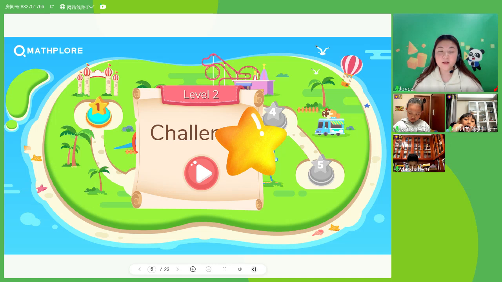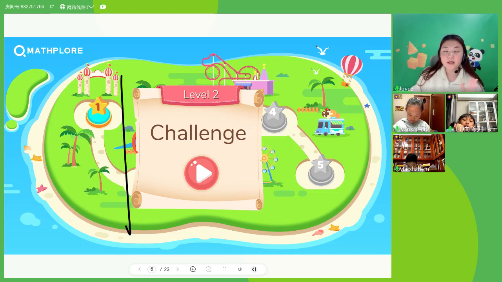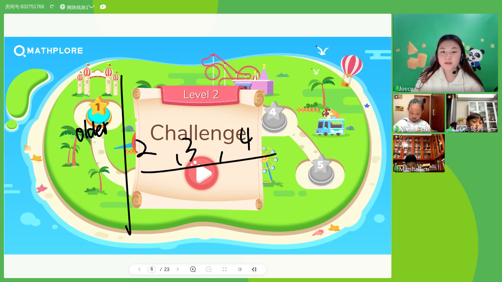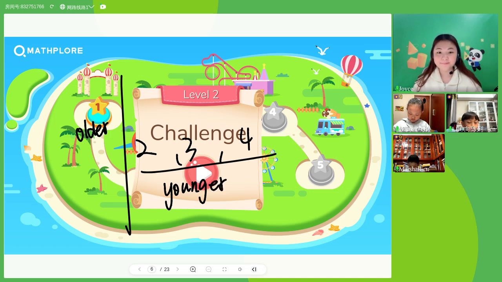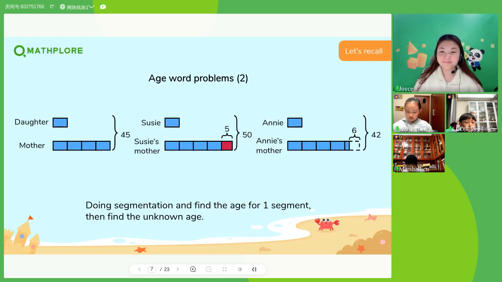The second part, well, everybody pay attention from now on. Like in the first part, we draw a model from the older person first, right? But like for the second, the third, and the fourth part, we all can draw the model from the younger person because this time we have the multiple relationship. Is that clear? When we know the multiple relationship, we draw the younger person first with 1 segment, okay? So let's see. Look at these models. All really based on the multiple relationship, right?